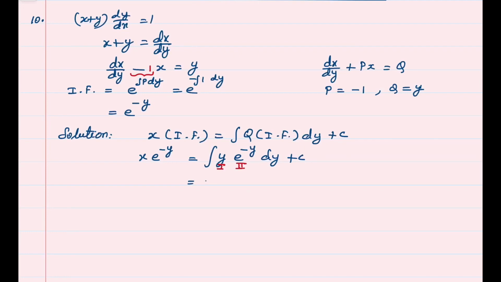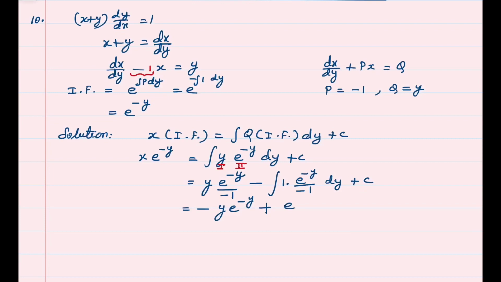First function into integral of the second function. Integral of e raised to minus y is e raised to minus y over minus 1. You have to divide by the coefficient of y. Minus integral differential of the first function. Differential of y with respect to y is 1 into integral of e power minus y is e power minus y by minus 1 dy plus c. Minus y e power minus y, minus of minus is plus, integral of e power minus y is e power minus y divided by minus 1 plus c.